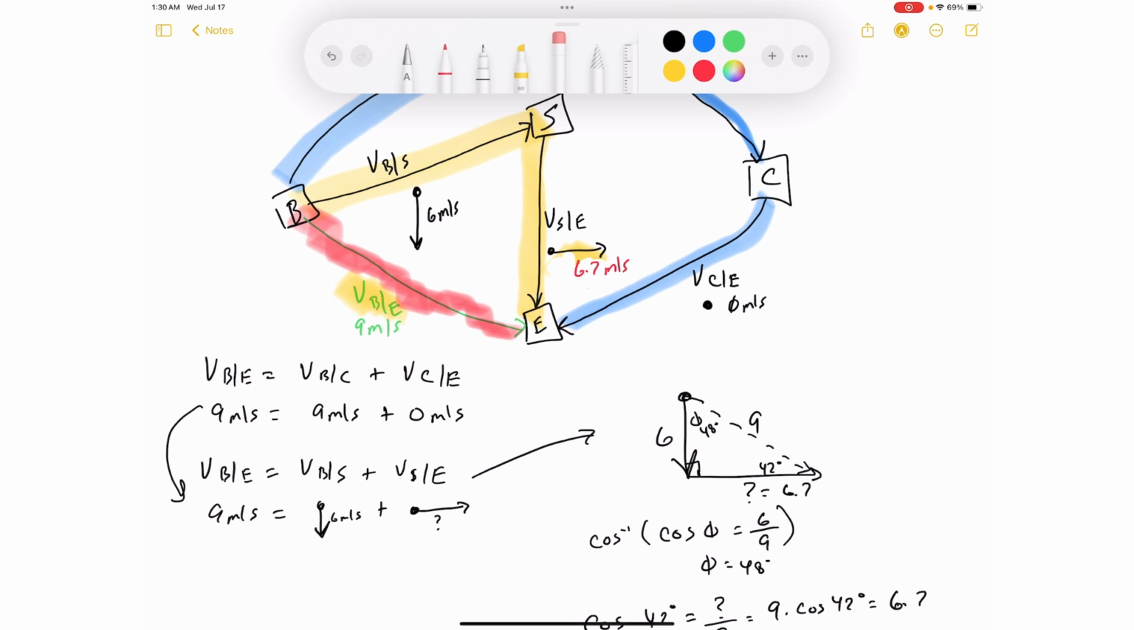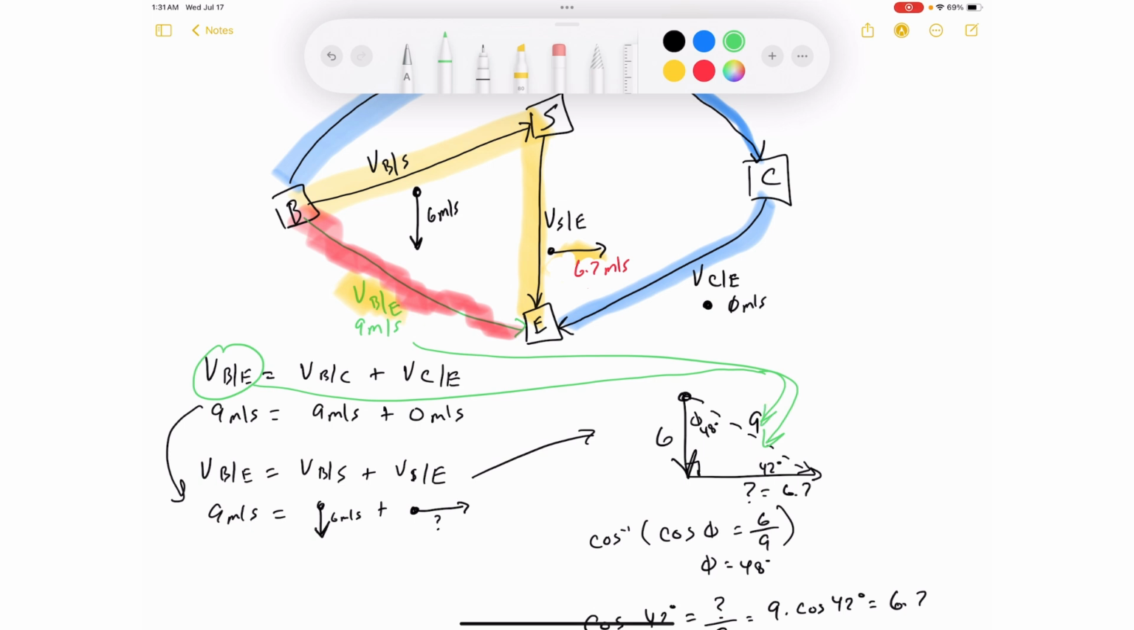Sorry, I'm just looking for something to draw. Let's use this one. This is actually this vector, right? That's it, because we're using VBE, right? So VBE is that vector there. Okay, so it looks like this.